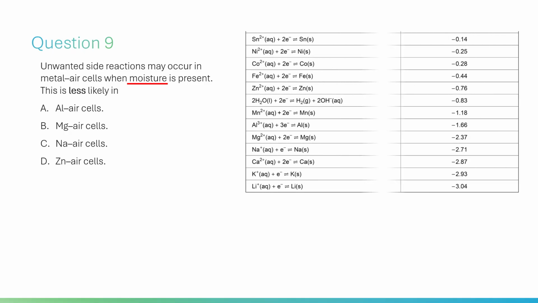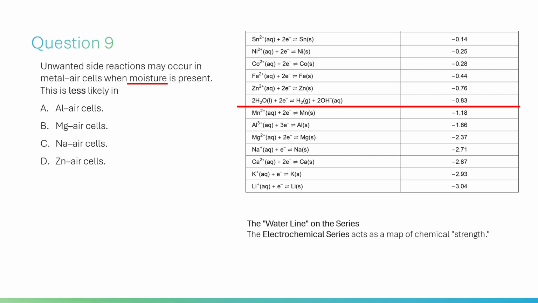The water line on the series. The electrochemical series acts as a map of chemical strength. On this map, there is a specific boundary, a water line, which represents the point at which water is reduced.